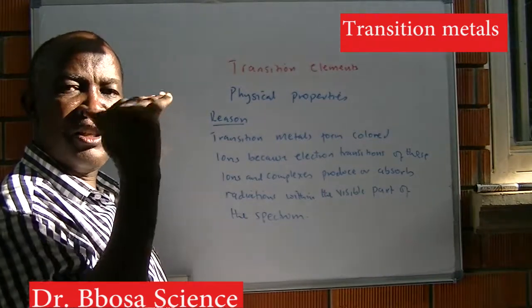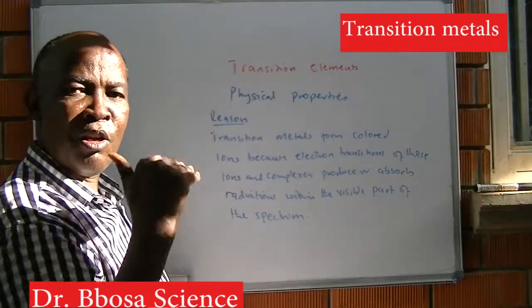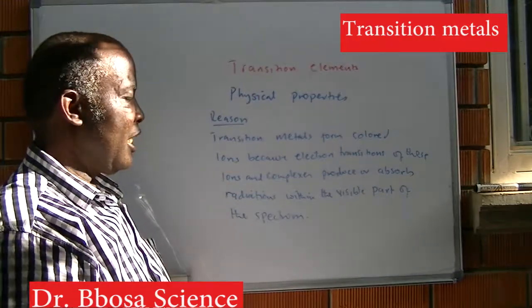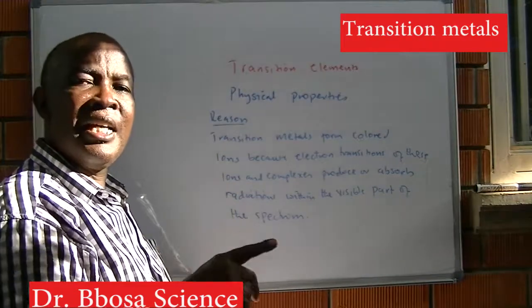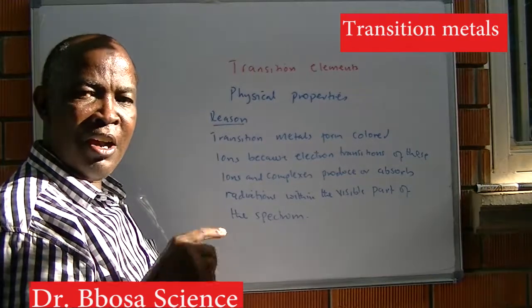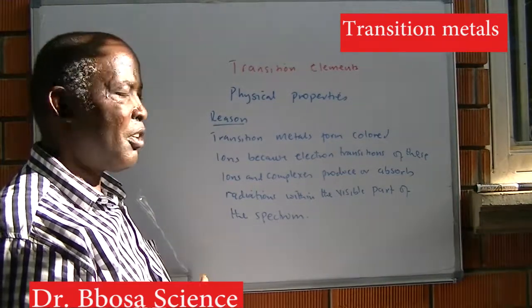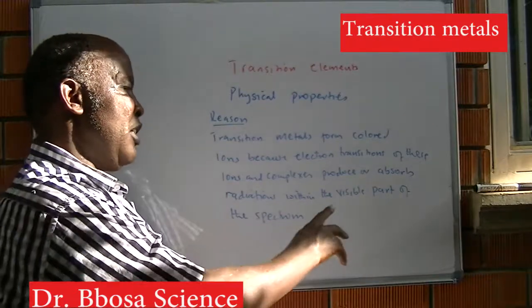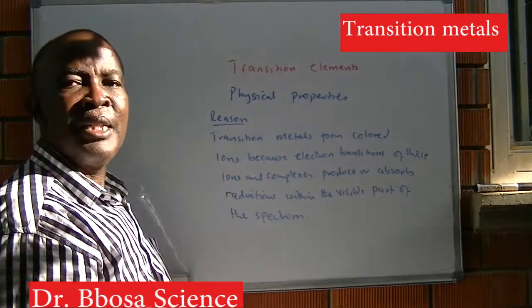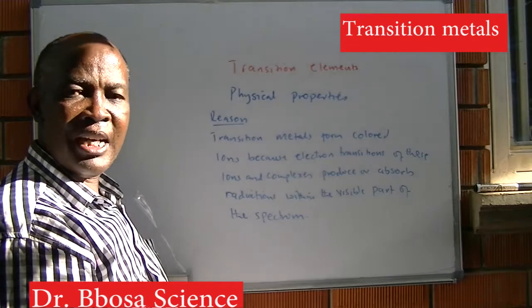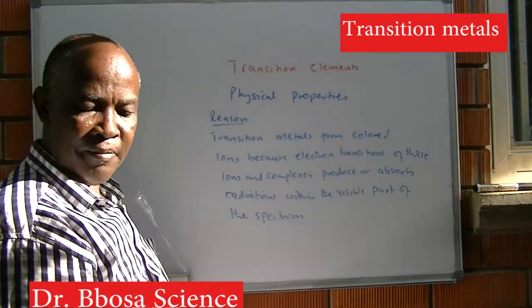Or when an electron jumps from a higher energy level to a lower energy level, it emits energy in the form of a radiation, and if the frequency of this radiation falls within the visible part of the spectrum, then it is observed as a color.